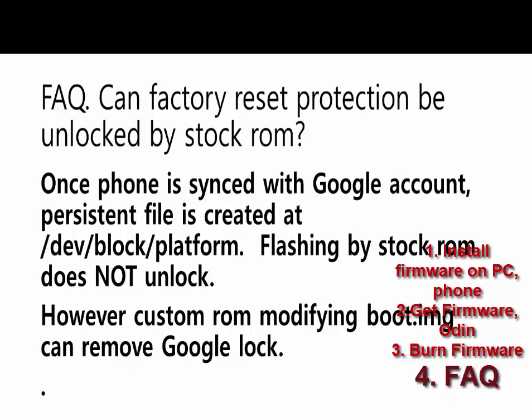Now, one thing you can imagine is that if you flash with a new stock ROM, then perhaps the FRP may be removed. Now, the situation is this. Google introduced this FRP, Factory Reset Protection Lock, to prevent theft. So they put the persistent file in the directory /dev/block/platform, which is not touched by the flashing firmware. So just flashing the stock ROM, which is downloaded from sammobile.com, does not remove the factory reset protection.